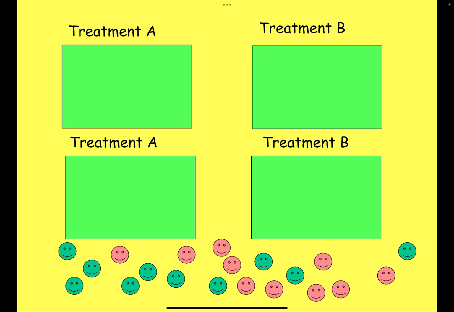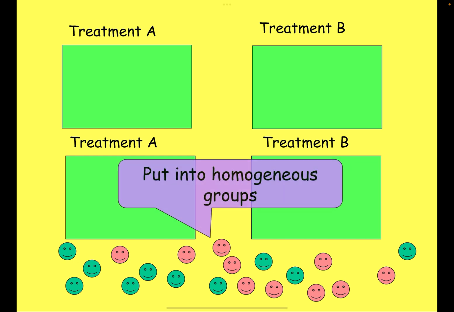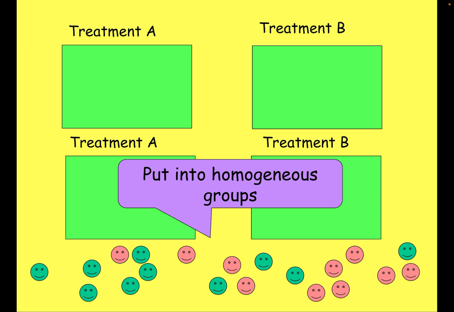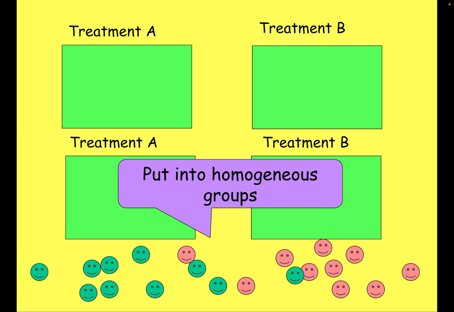Let's say now I only have treatment A and treatment B. You take a look at my experimental units, and there are clearly blue smileys and pink smileys. So one thing that could impact my study could be the color of the smiley face. So I might first want to put the smileys into homogeneous groups. Notice I separate the blue from the pink.